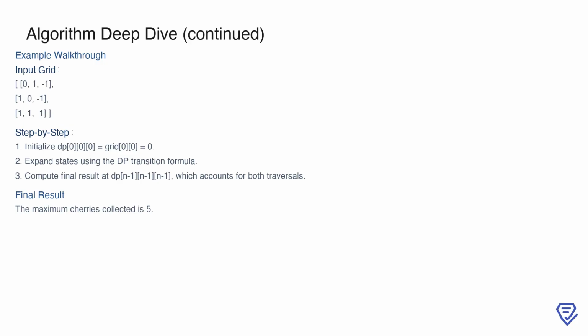Consider an input grid like this: 0, 1, -1, 1, 0, -1, 1, 1, 1. We begin by initializing dp(0, 0, 0) to the value of the starting cell, which is 0. Using the dp transition formula, we expand states step by step, accounting for all valid paths and ensuring no double counting of cherries. After calculating all entries in the dp table, the final result is found at dp(n-1, n-1, n-1), which represents the maximum cherries collected across both traversals. For this grid, the maximum cherries collected is 5. This example demonstrates how the dynamic programming approach efficiently computes the result while handling the constraints of the problem.